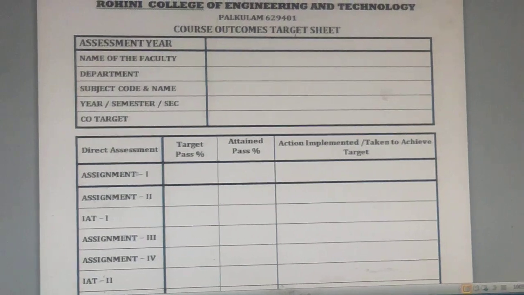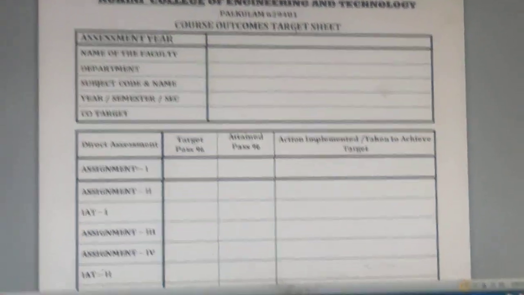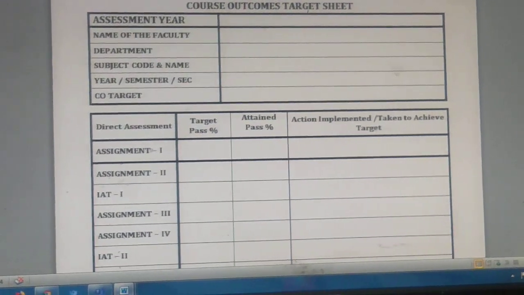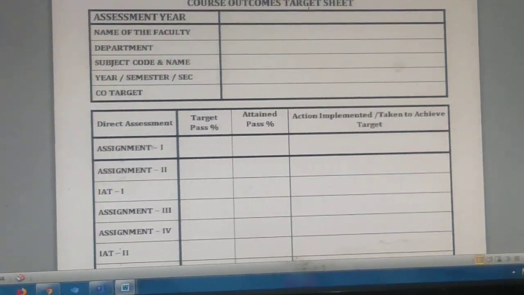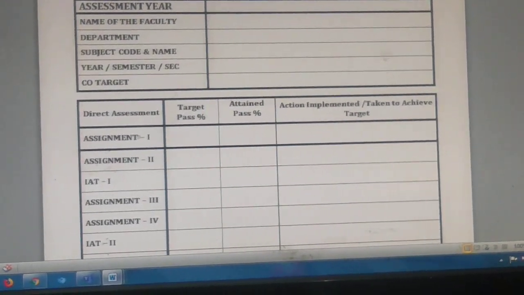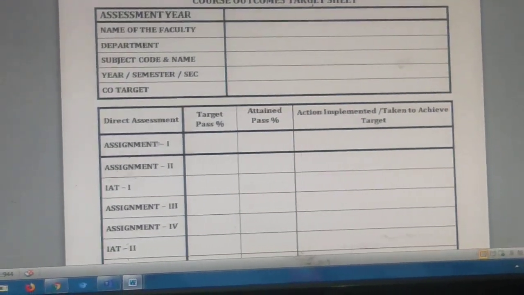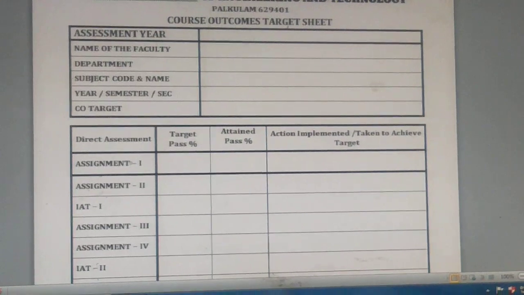For the past 2 days, some of our faculties have called me and asked how to complete this course outcomes target sheet. So therefore, I have to do a small homework and display it in the form of a video presentation.